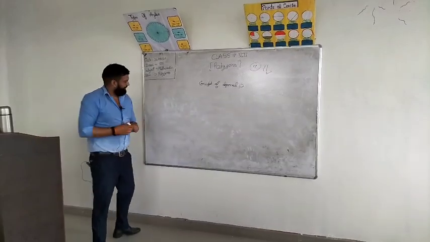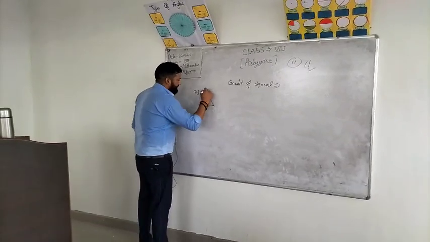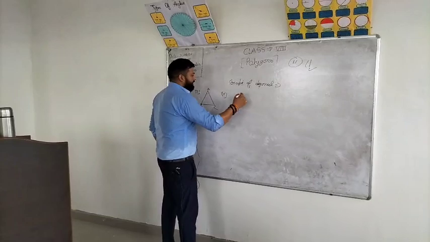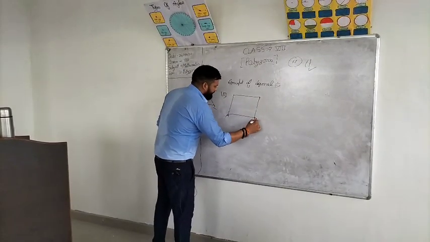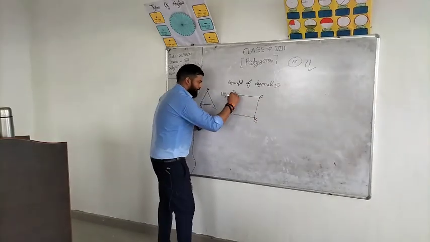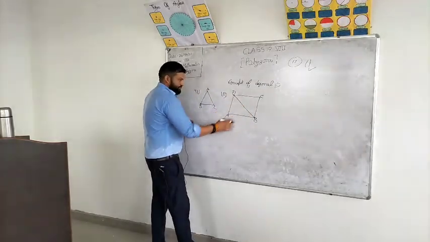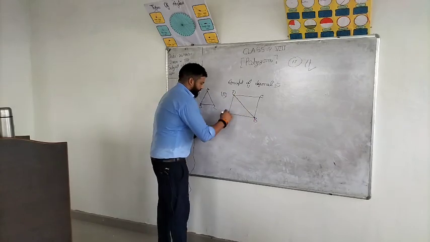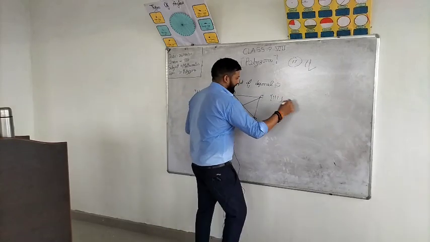So the first figure was a triangle, and we know that in a triangle there is no diagonal. The second was the quadrilateral. There are 4 vertices, A, B, C, D. We know that when we join non-adjacent vertices, they form a diagonal. So from this point we can draw only 1, and from this point we can draw only 1. The third figure is the pentagon.